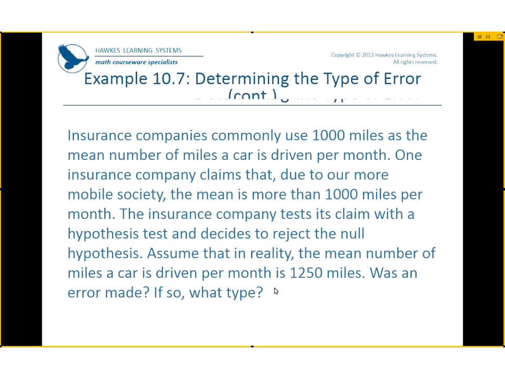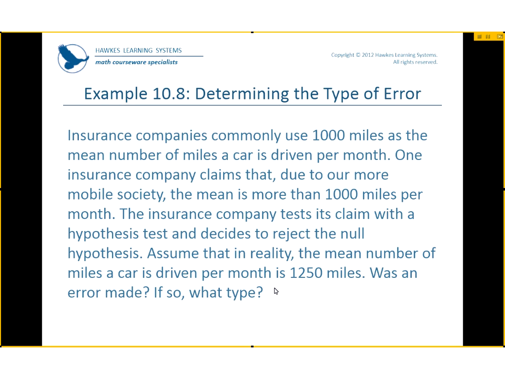Okay. Insurance companies commonly use 1,000 miles as the mean number of miles a car is driven per month. One insurance company claims that due to our more mobile society, the mean is more than 1,000 miles per month. The insurance company tests its claim with a hypothesis test and decides to reject the null hypothesis. In reality, the mean number of miles a car is driven per month is 1,250. Was an error made, and if so, what type of error?